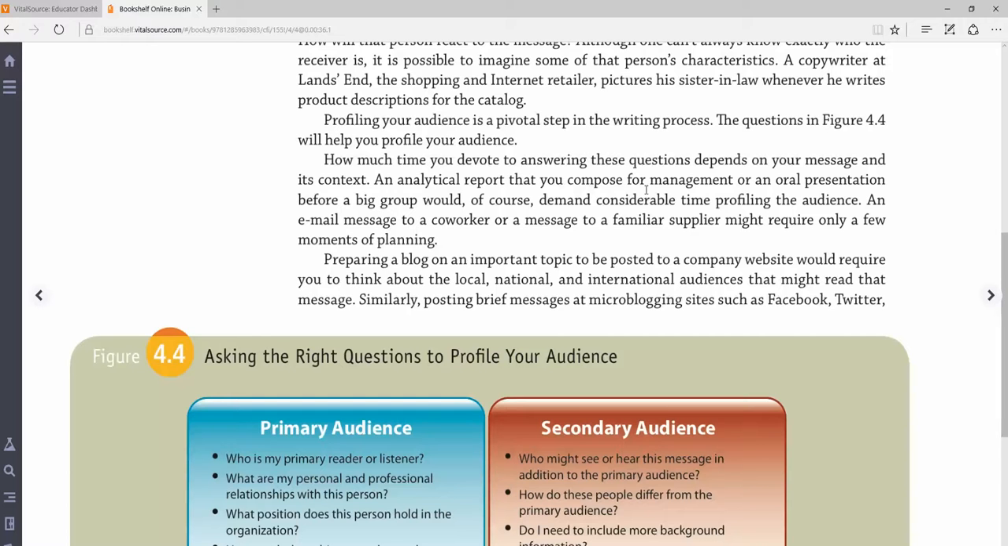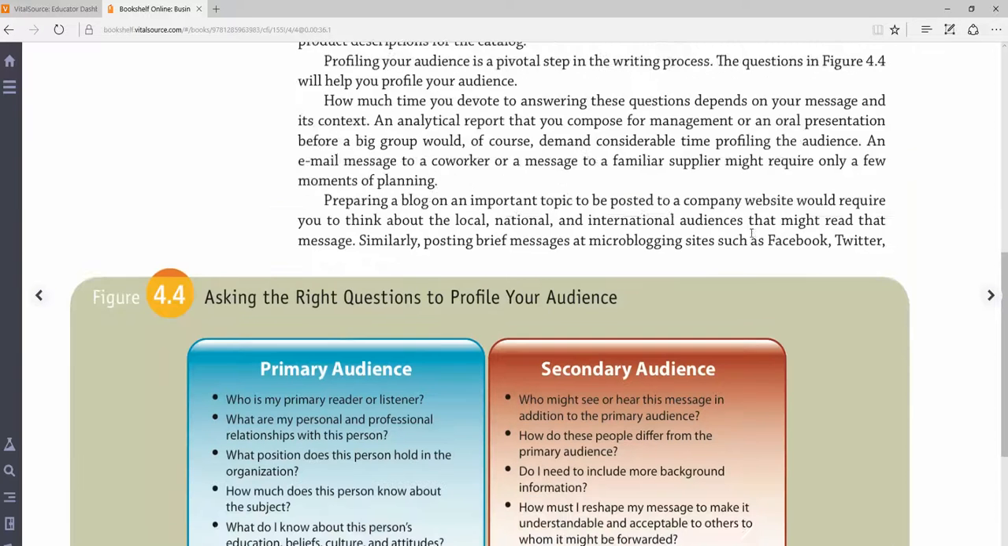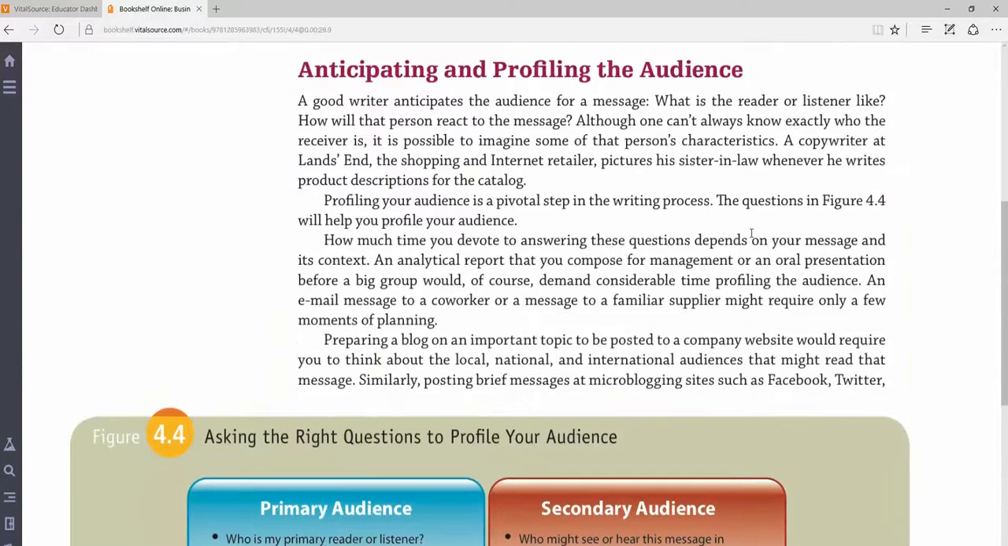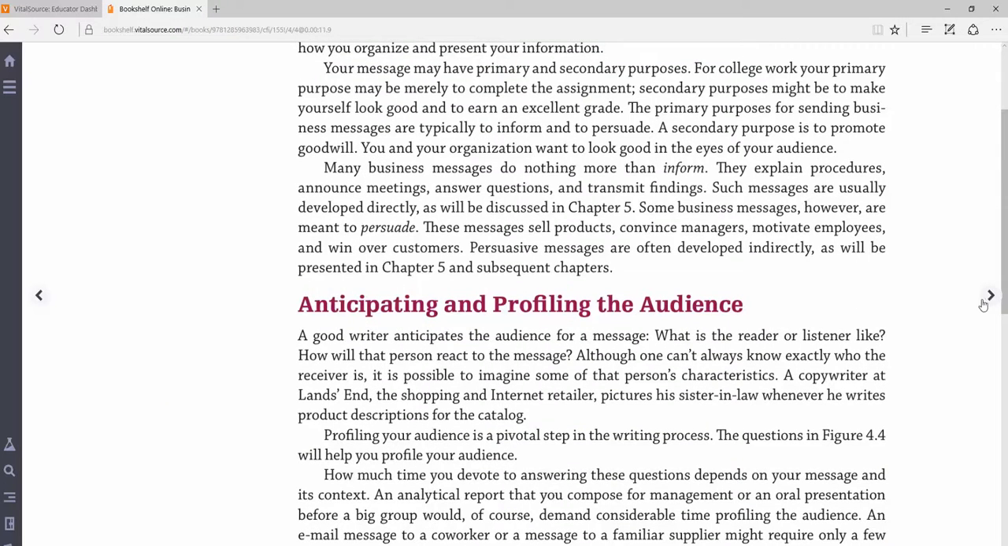If you're doing a report for management or an oral presentation for a big group, it would of course demand considerable time profiling the audience. An email message to a coworker or a message to a familiar supplier might require only a few moments of planning. So it depends on who's going to be important and who's going to be reading the message.